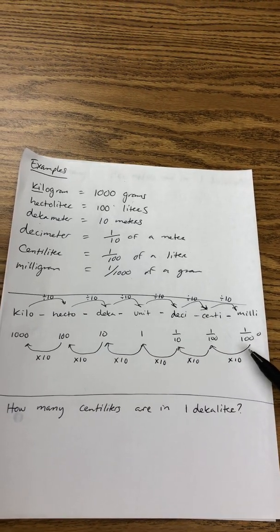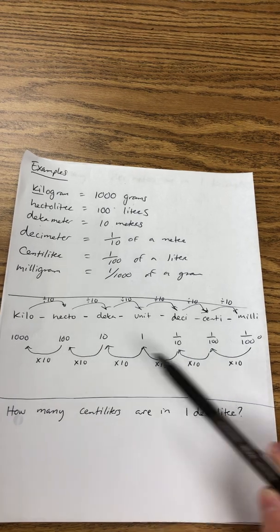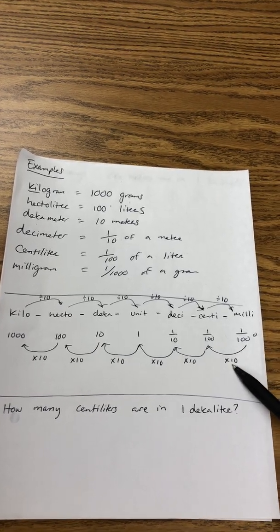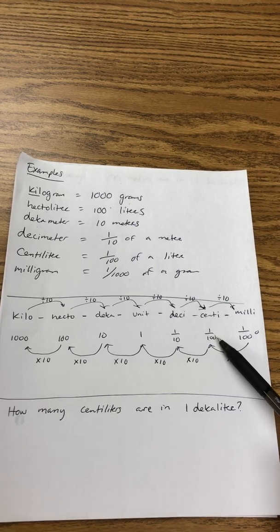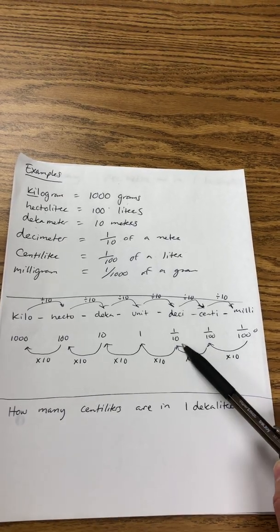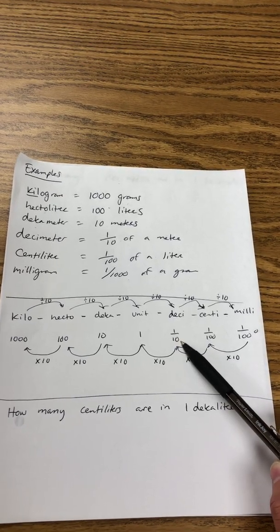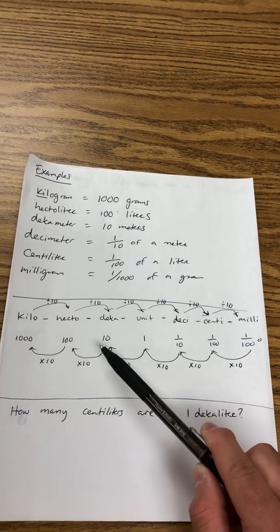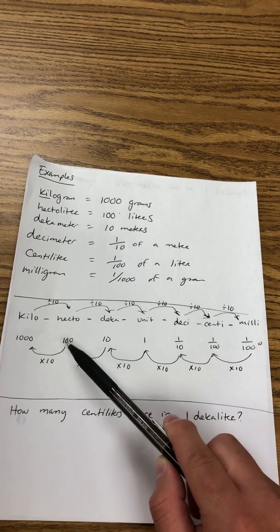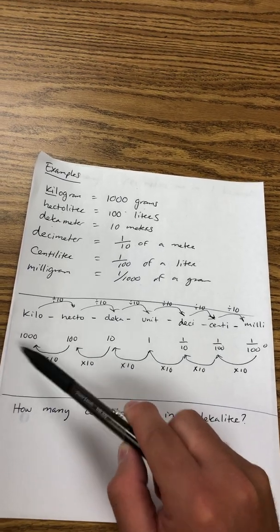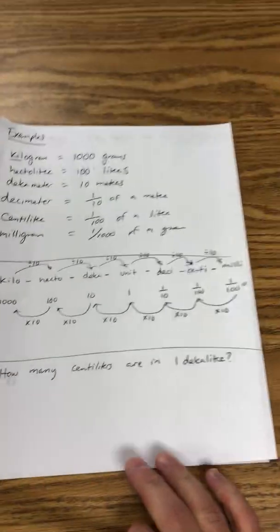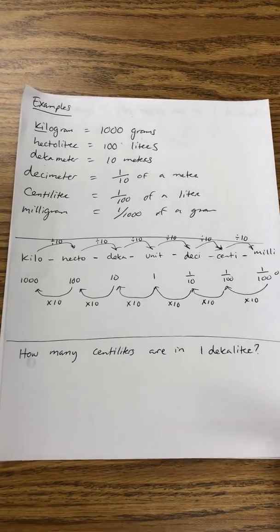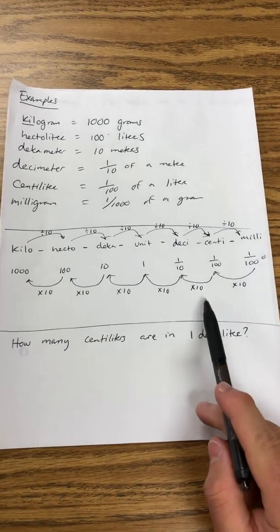We can also go from right to left, or smaller to larger numbers, by multiplying. 1/1000th times 10 is 100th. 100th times 10 would be 1/10. 1/10 times 10 would be 1. 1 times 10 would be 10. 10 times 10 would be 100. And 100 times 10 would be 1,000. So with all this information, we're now going to learn how to use these things to convert.